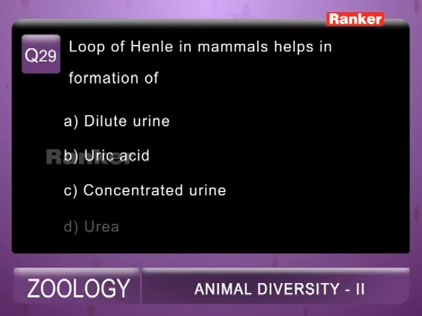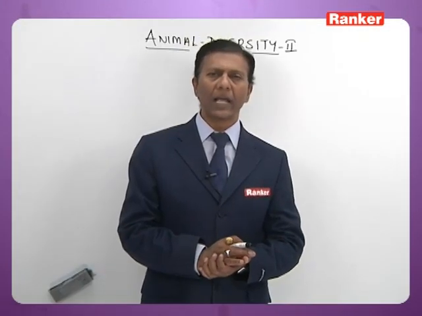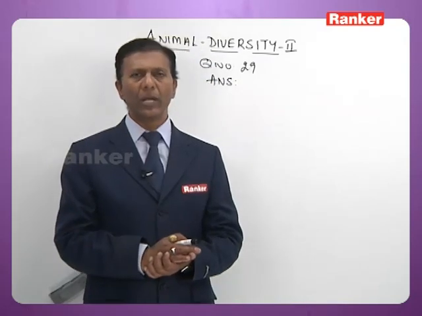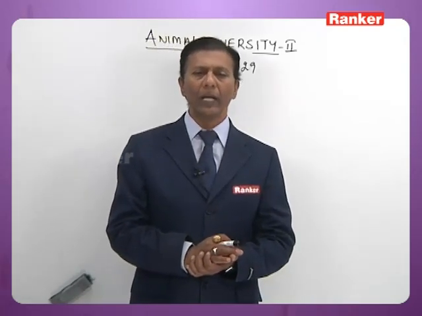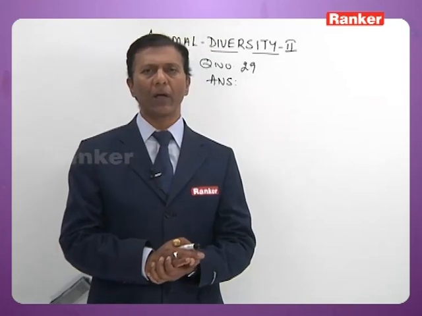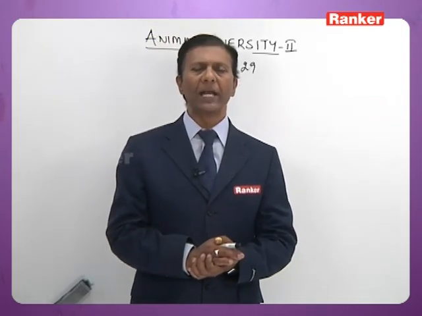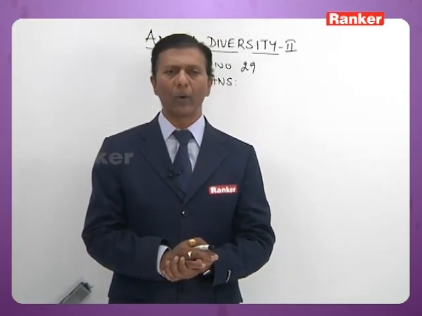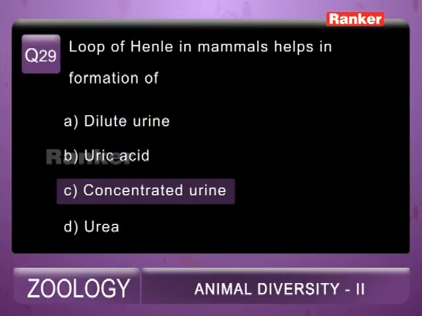Now 29th question. Loop of Henle in mammals helps in formation of A, dilute urine, B, uric acid, C, concentrated urine, D, urea. All mammals are characterized by the presence of a U-shaped structure in the nephron called Henle's loop. Henle's loop is mainly meant for formation of concentrated urine by facilitating absorption of water and salts from the outgoing urine. So 29th question correct answer is C, concentrated urine.